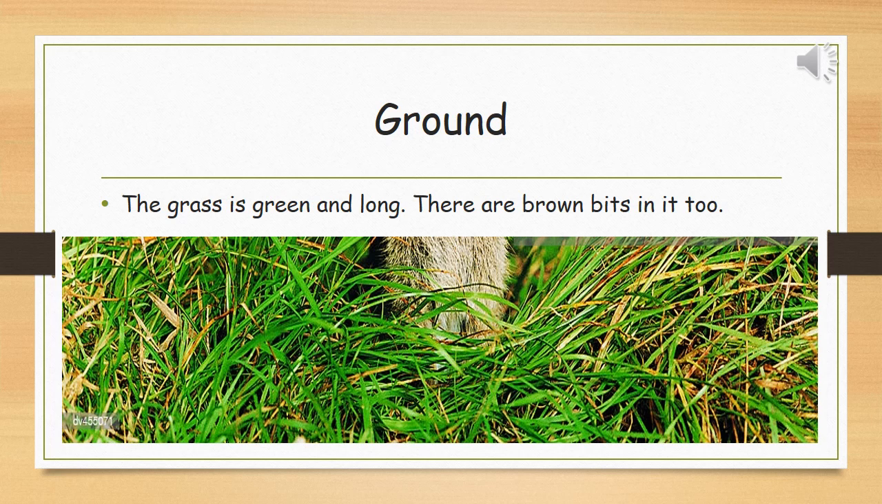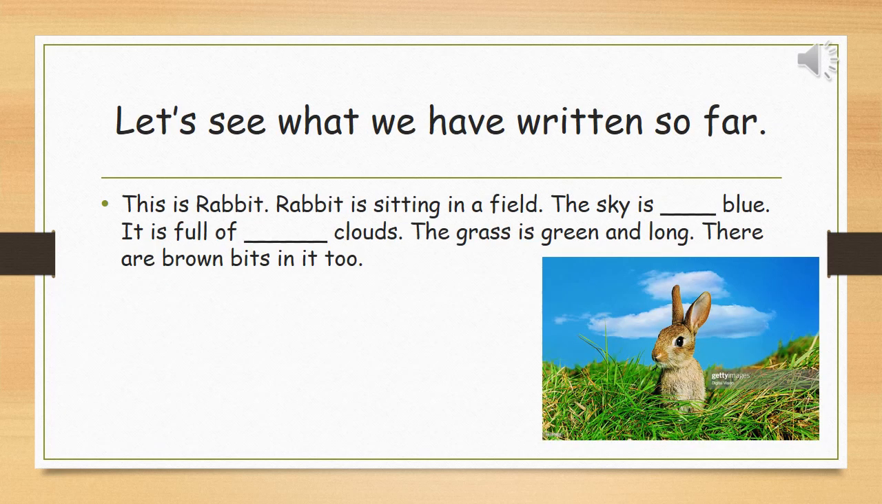So, the grass is green and long. There are brown bits in it too. Here we go. Let's see what we've written so far. This is Rabbit. Rabbit is sitting in a field. The sky is blue. It is full of clouds. The grass is green and long. There are brown bits in it too.